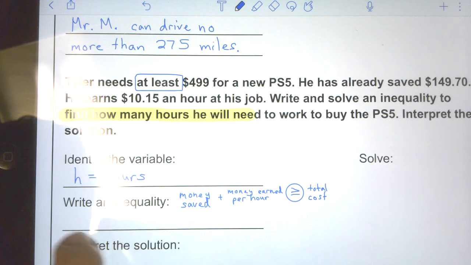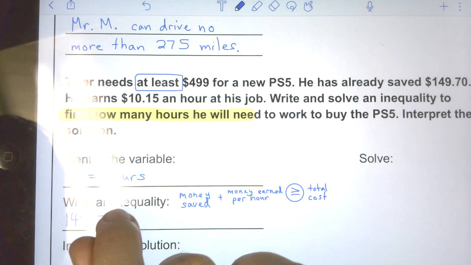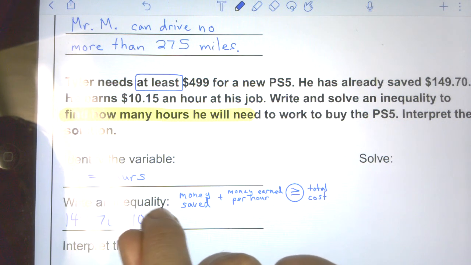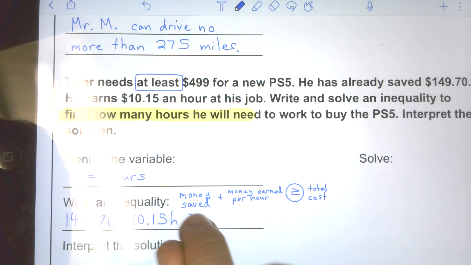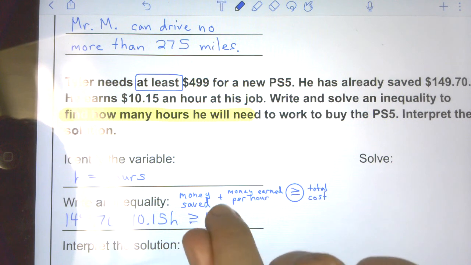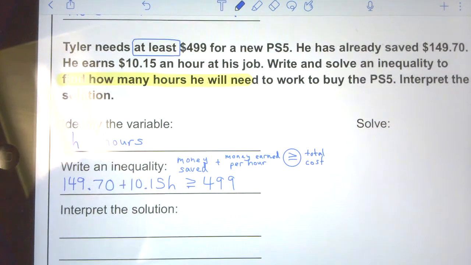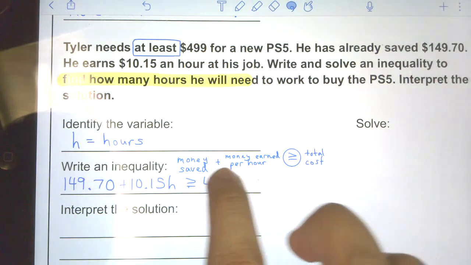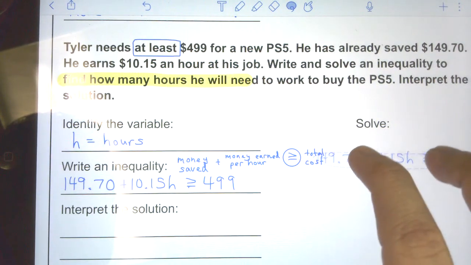So he's saved $149.70. He earns $10.15 per hour. And that has to be greater than or equal to the cost of the PS5, which is $499. Right? Interpret the solution. We're not there yet. Sorry about that. Got a little ahead of myself. Copy, paste.